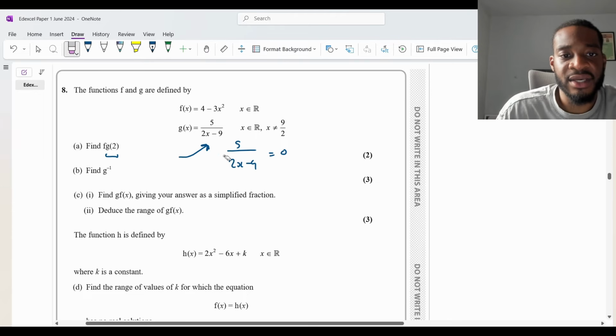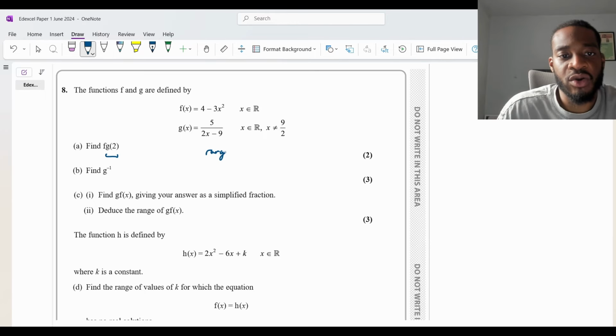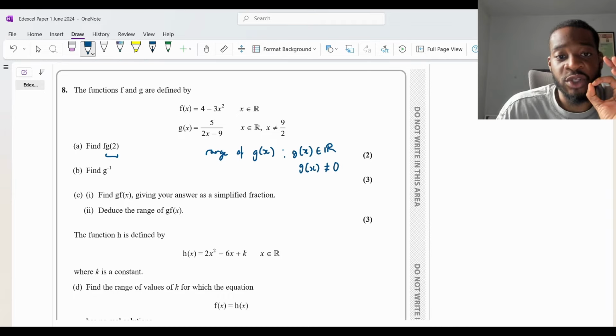So what I can say then is that the range of g of x is just going to be g of x is an element of the reals. It could be anything but 0, right? That is the range of g of x. Remember, we want the domain of the inverse to complete the inverse function. So we just need to swap this over. So I'm going to say then that the domain of the inverse is just going to be, remember domain is inputs, we're going to use x now. It's just going to be x as an element of the reals, right? But x can't be 0, right?